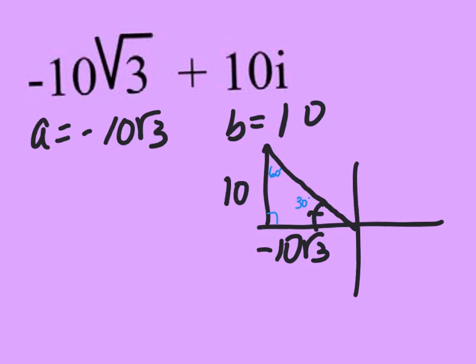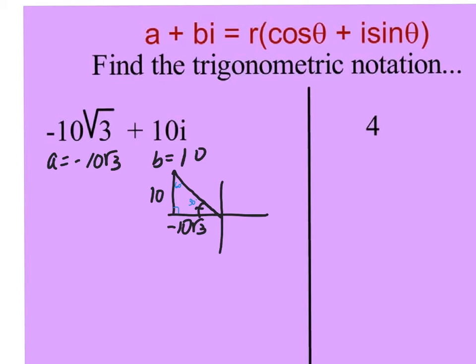But it's not quite that simple because we are in the imaginary plane. So if I apply the formula for the 30, 60, 90 triangle of 1, radical 3, and 2, the hypotenuse side should be twice as big as my regular side, which was 10. 2 times 10 is 20. This means R is 20.